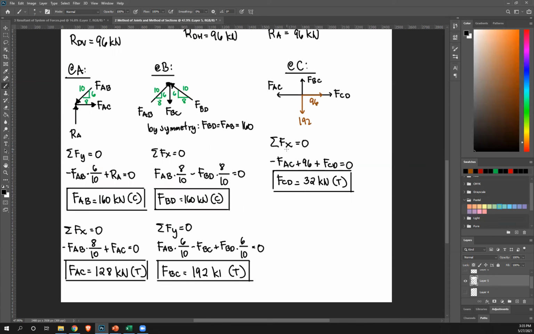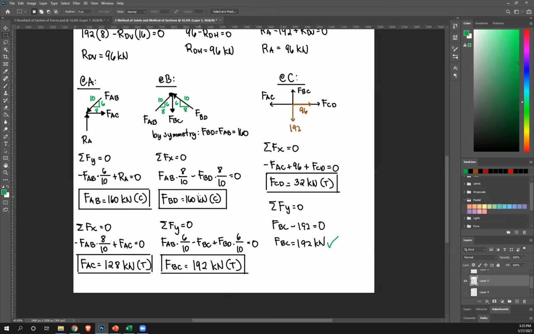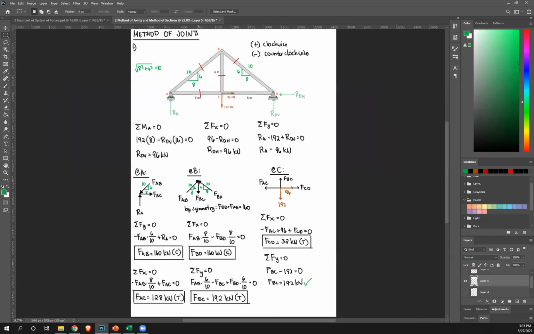You can now solve as well for Fy, just to check, to see if you get the same answer. If you solve for Fy, again, this is just to check, FBC is upward, 192 is downward, equals 0, therefore FBC equals 192, which is correct. Okay, so this is just to check. Right, that is an example for method of joints.